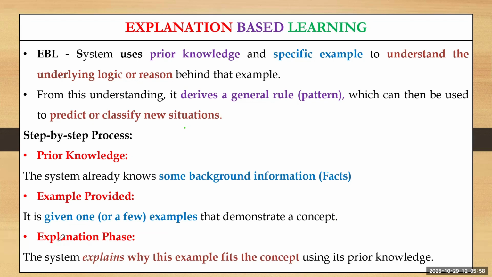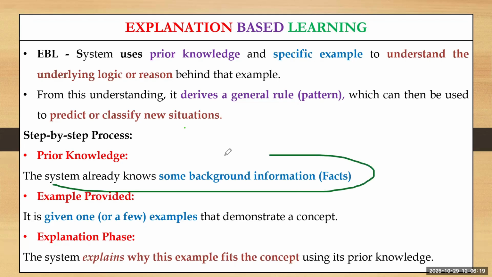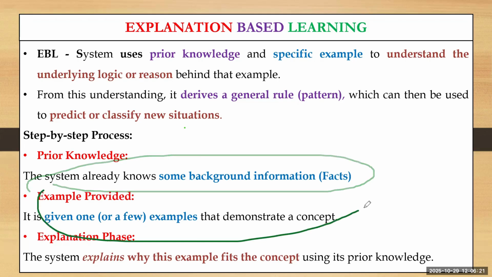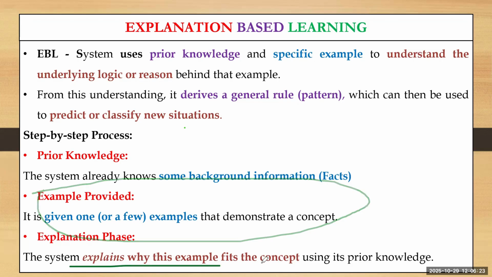Once we have stored the prior knowledge and the data, the system will go to the explanation phase. In the explanation phase the system will explain to us why this example, why this data is like this. Because of these facts the data is like this, it will give some explanation to us.